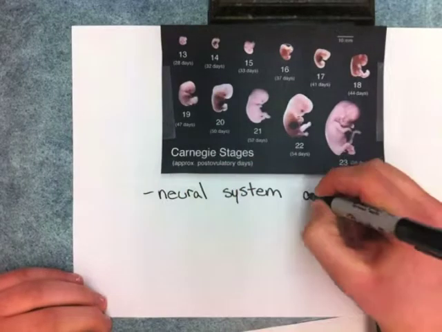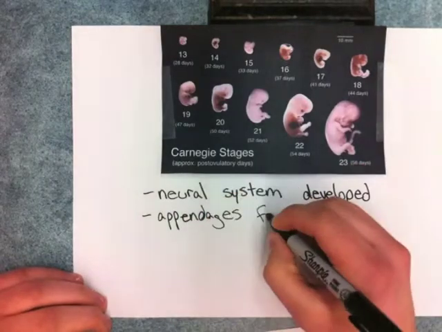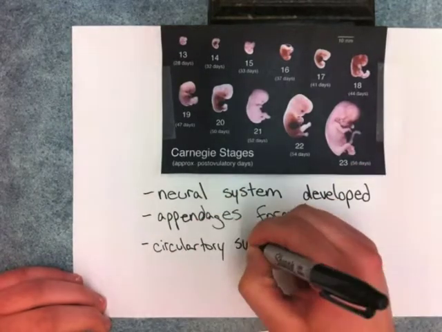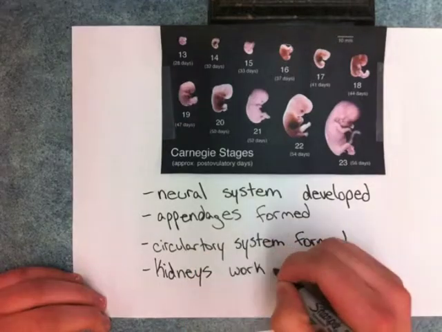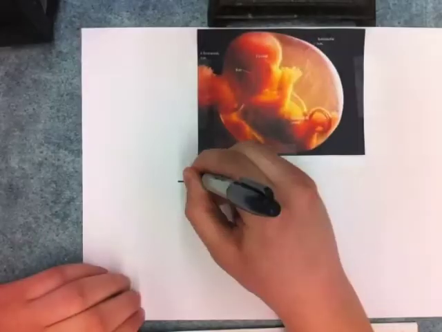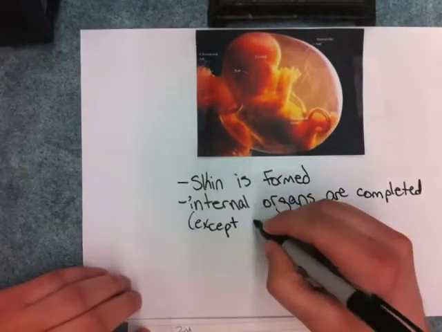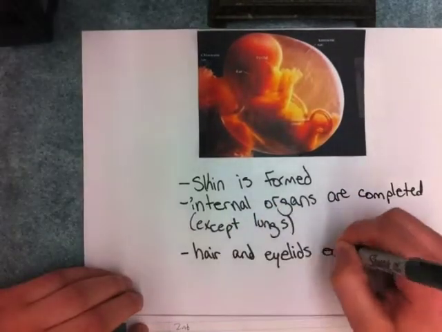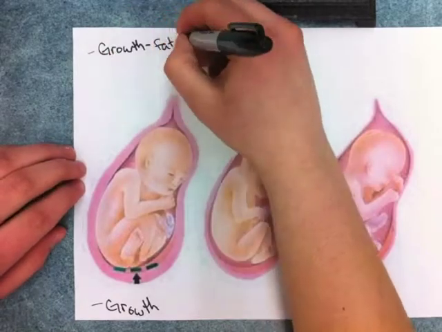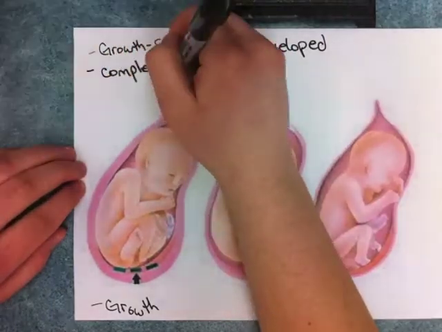During the first trimester, the neural system is developed, appendages are formed, the circulatory system is formed, and also kidneys work and urine is produced. During the second trimester, skin is formed, the internal organs are completed, except for the lungs, and hair and eyelids, etc. are formed. In the third trimester, fat is being developed, and the lungs are completed.